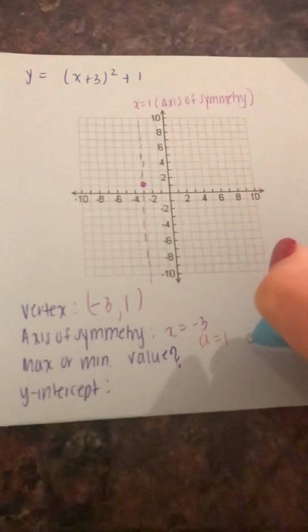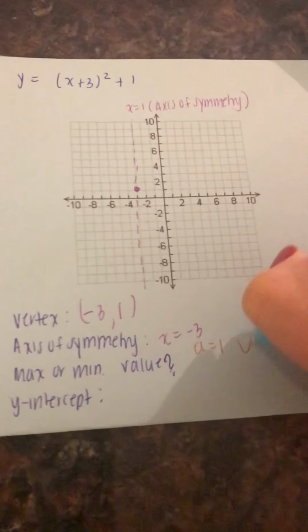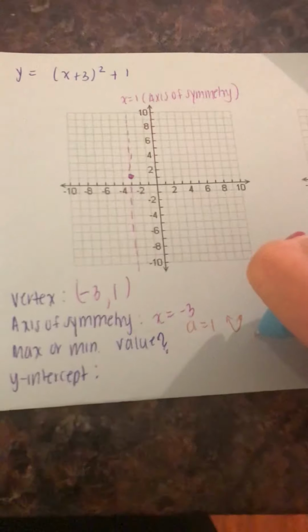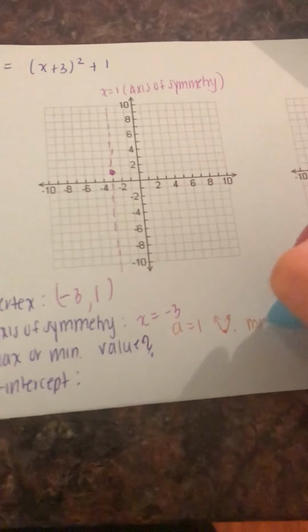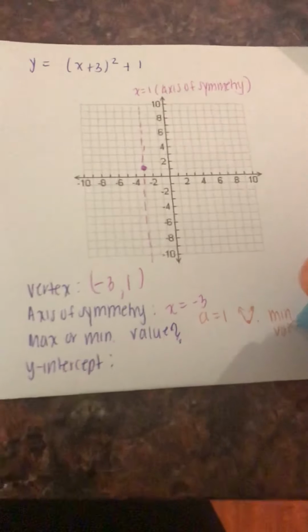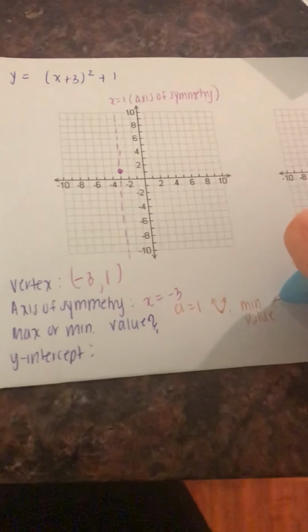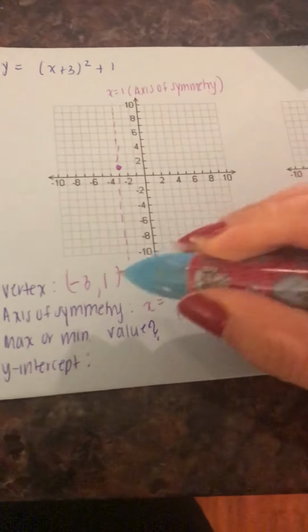And because a is positive, the parabola will open up. So that means we will have a minimum value. And the minimum value would be the y value of the vertex, which is positive 1.